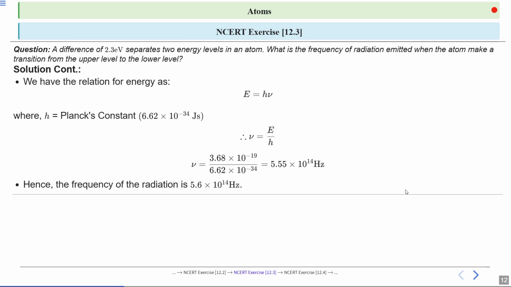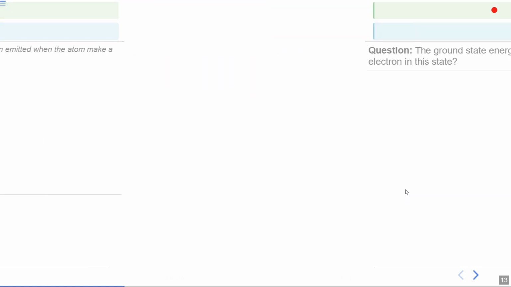So to summarize, the frequency of the radiation emitted during this atomic transition is approximately 5.6 times 10 to the power 14 hertz. This shows how even small energy differences at the atomic level correspond to very high frequencies of light.